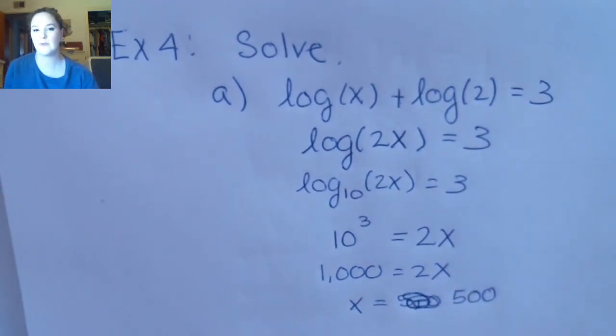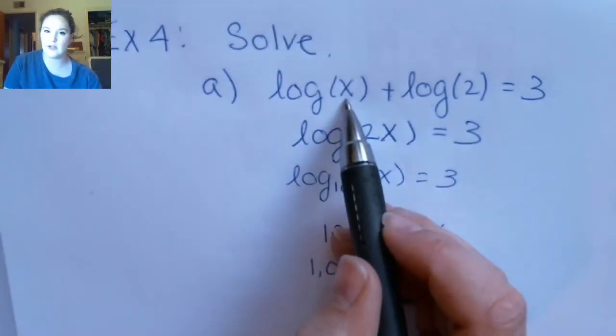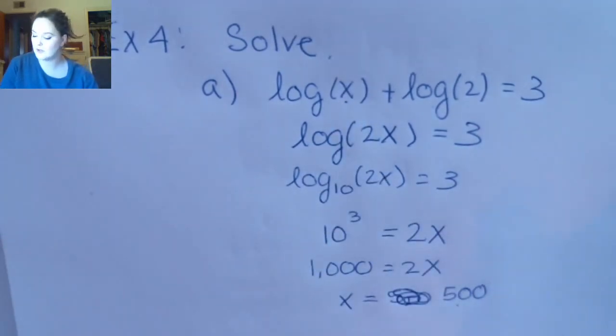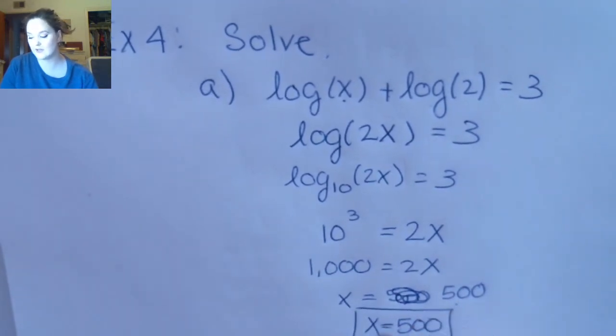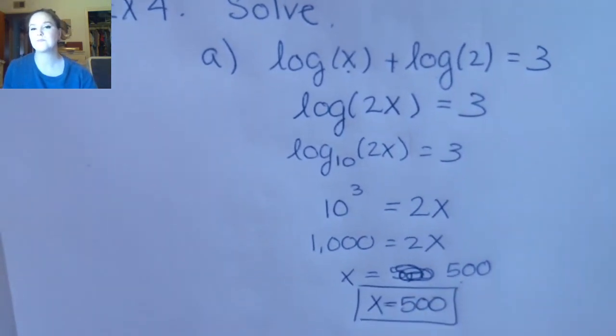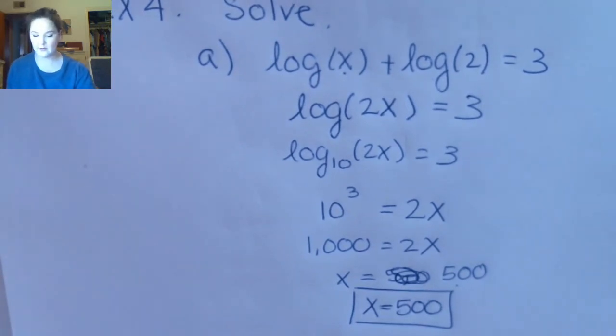500. Okay. We're going to check if we're able to plug that in. Plug it in, 500, which is a positive number. So that's our actual solution, x equals 500. It's not extraneous. Okay, let's see another equation like that.